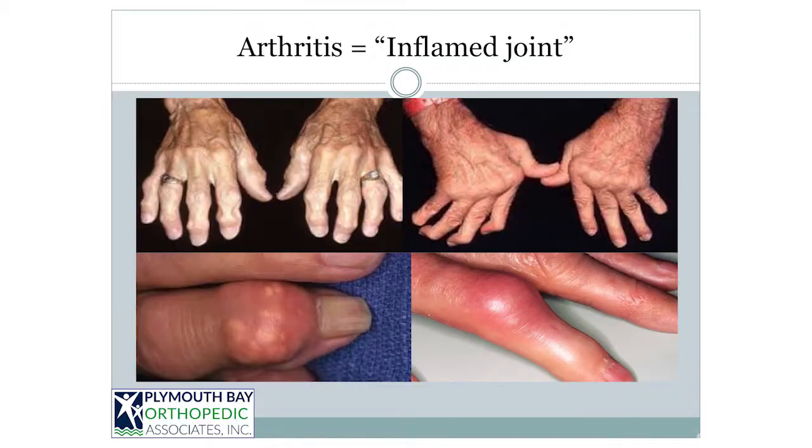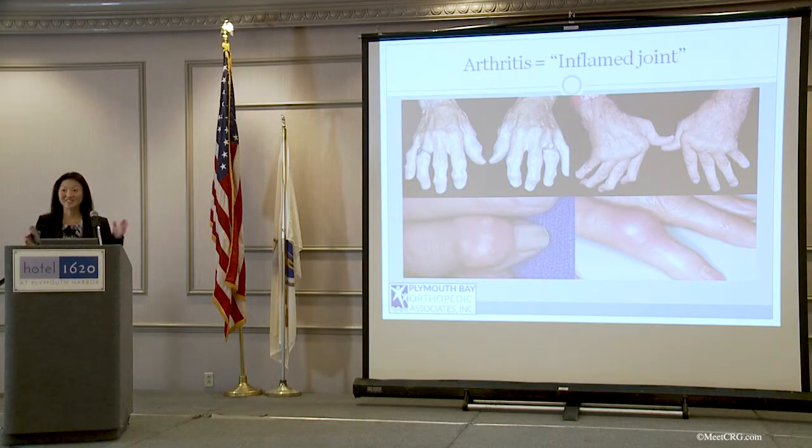I'm going to talk about arthritis, which literally means inflamed joints. So these are different types of arthritis that you can see in the hand itself. If any of you have seen me talk before, I talk fast. I try to throw a lot of information in there, so bear with me. But hopefully at the end of this, you've learned something and you find it as interesting as I do.